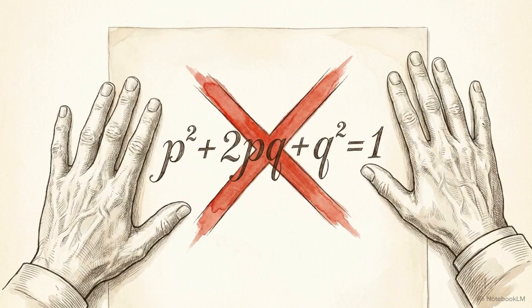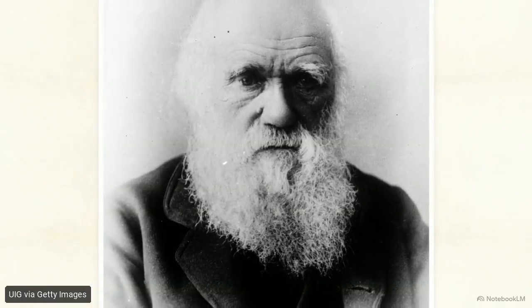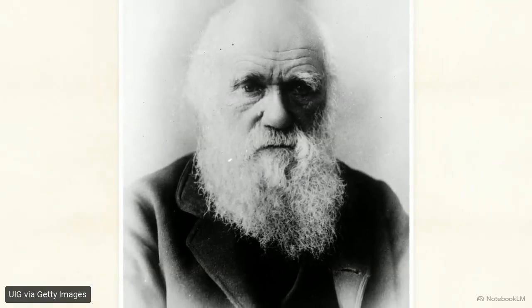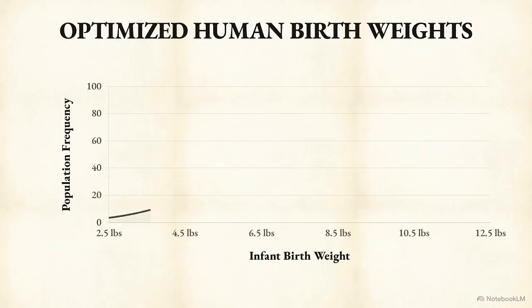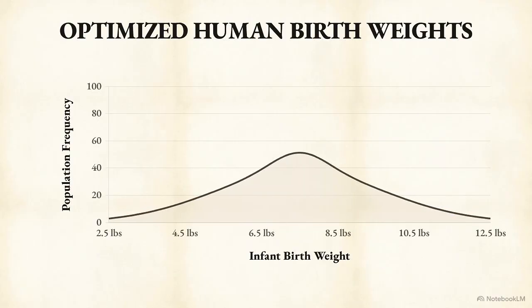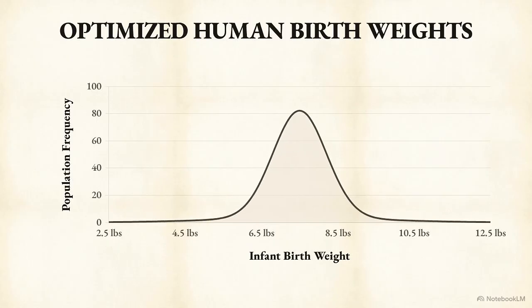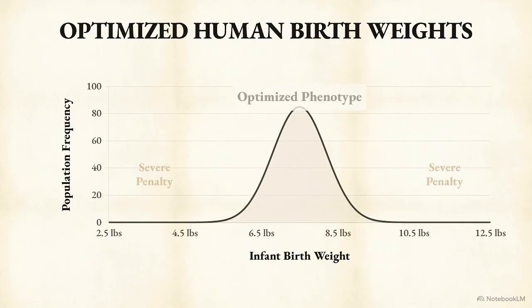When those equilibrium conditions break down and natural selection acts on genetic mutations, we use the modern synthesis model, sometimes called neo-Darwinism, to map the resulting changes to the gene pool. This curve illustrates stabilizing selection, a process that actively selects against extreme phenotypes. For example, human birth weights are maintained within a narrow, optimized window because fetuses that are significantly too small or too large face severe survival penalties.